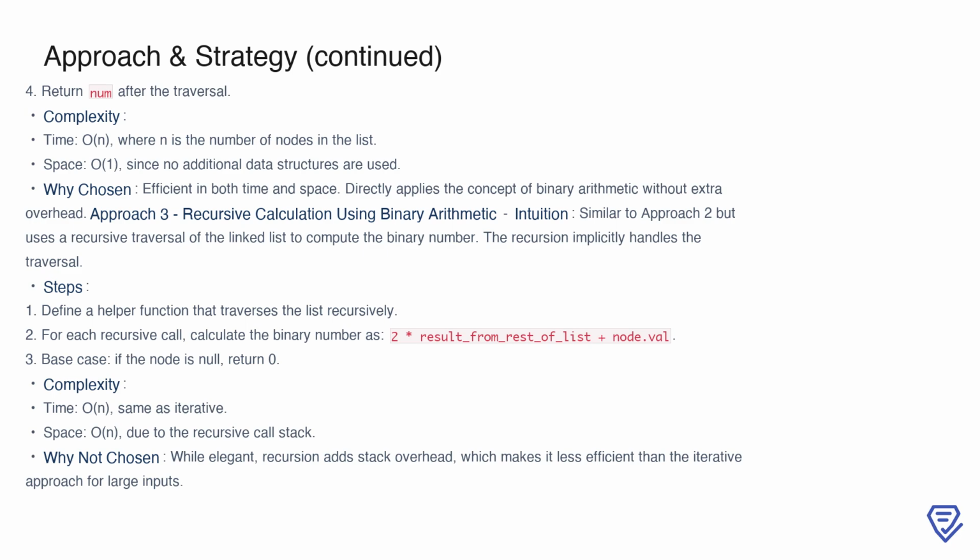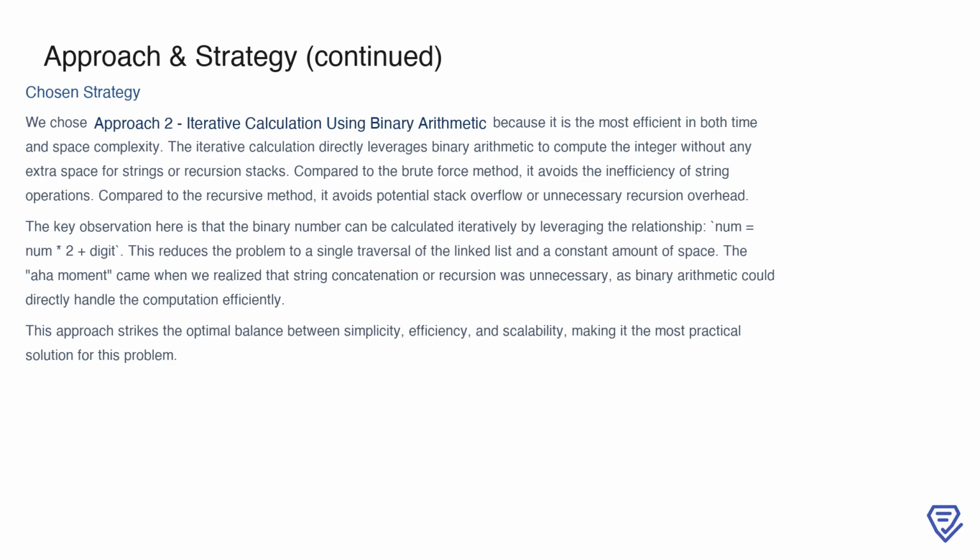We also considered a third approach, recursive calculation using binary arithmetic. This method is conceptually similar to the iterative one but uses recursion to handle the linked list traversal. At each step, the binary number is computed as twice the result of the recursive call plus the current node's value. While elegant, recursion introduces stack overhead, leading to a space complexity of O(n). This makes it less practical for large inputs, as it risks stack overflow and is generally less efficient than the iterative approach.